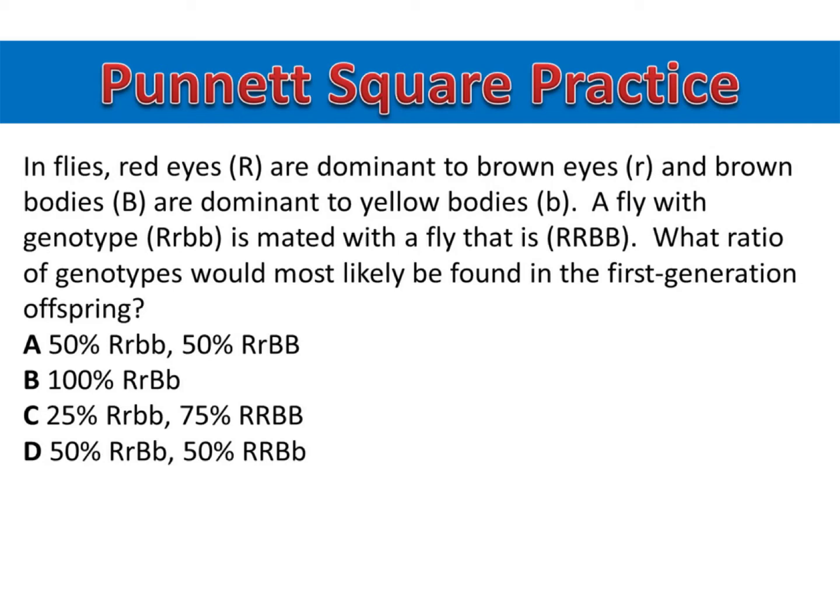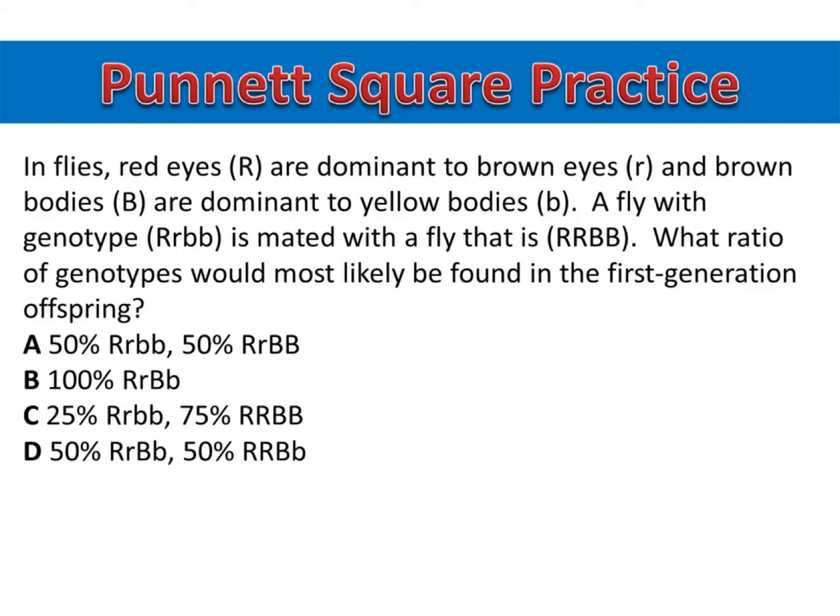In flies, red eyes, big R, are dominant to brown eyes, little r, and brown bodies, big B, are dominant to yellow bodies, little b. A fly with genotype big R, little b, is mated with a fly that is big R, big B, big B. What ratio of genotypes would most likely be found in the first generation offspring?